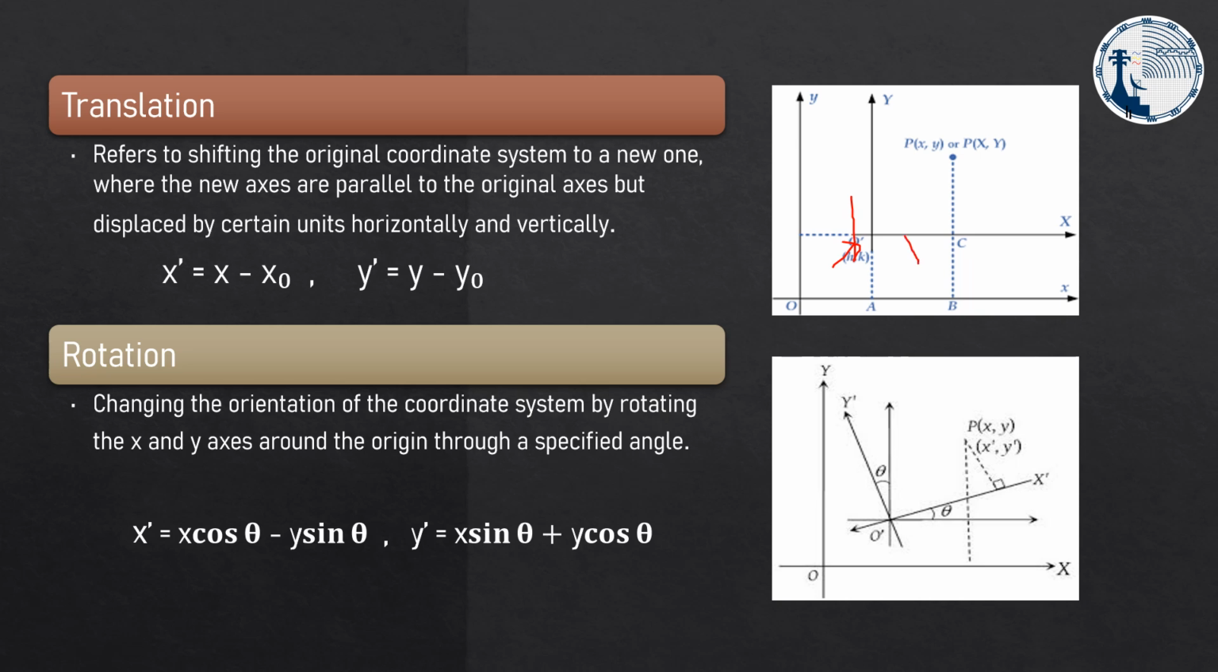And moving on to the rotation of the axis. Here we are changing the orientation of the coordinate system by rotating the x and y axes around the origin through a specified angle. So x becomes x prime, where x prime equals x cos theta minus y sin theta, and y becomes y prime, where y prime equals x sin theta plus y cos theta.